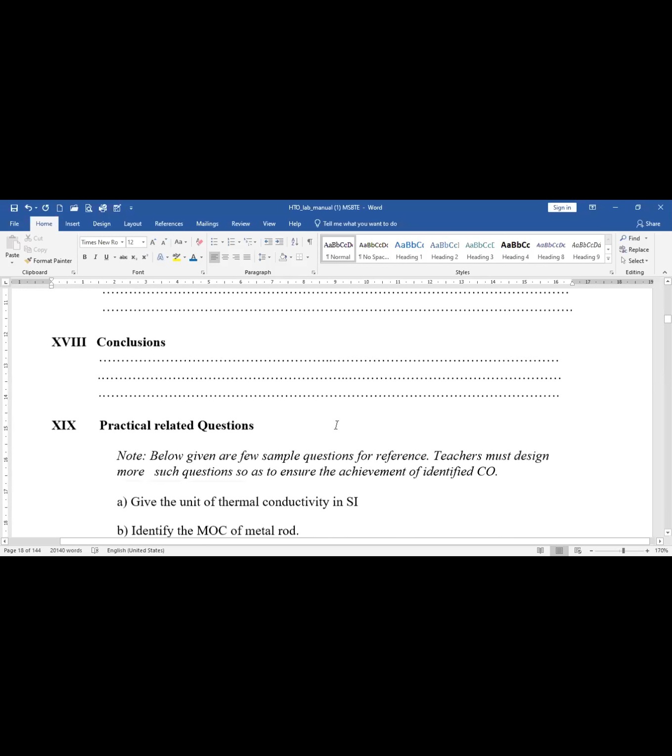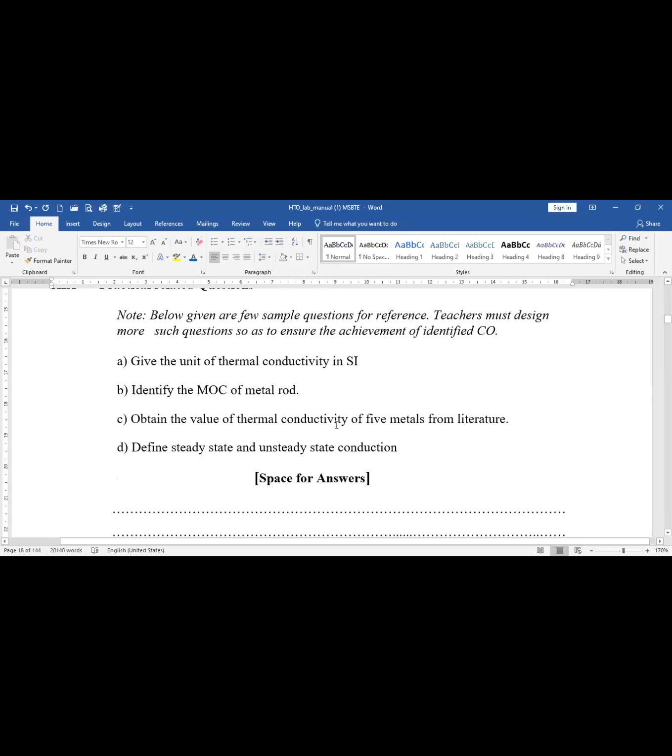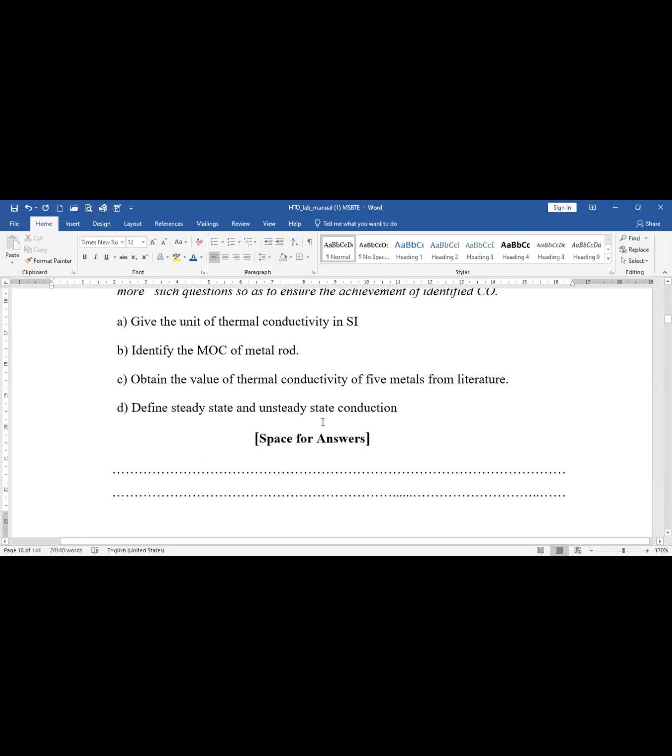you can conclude and interpret these results in these points, that is 17th and 18th point. So whatever the procedure we have followed, whatever the observation calculations we have done, we can check the learnings of this experimental setup from the different questions, like give the unit of thermal conductivity in SI unit, then identify the MOC of metal rod, that is material of construction, obtain the value of thermal conductivity of 5 metals from the literature, define steady state and unsteady state conduction, etc. Right? So we can have the cross check of the learning outcomes of this experimental setup. Thank you. Now we can go for the actual experimental setup and have the demonstration.